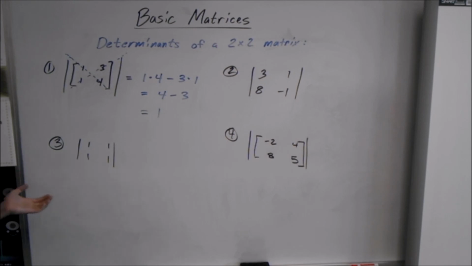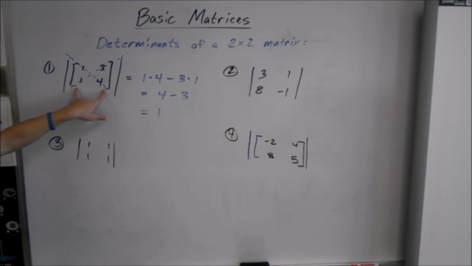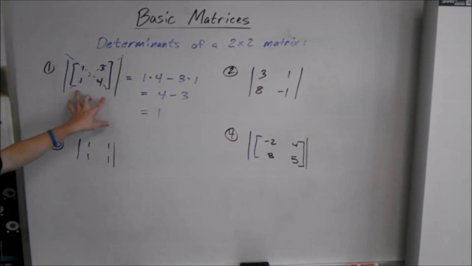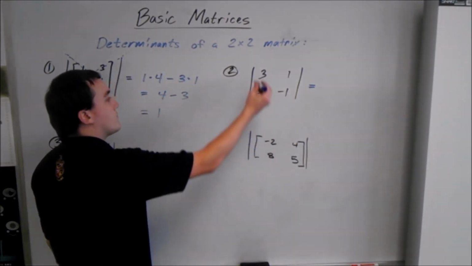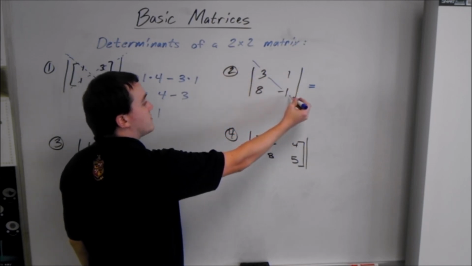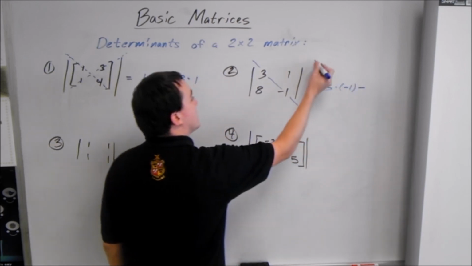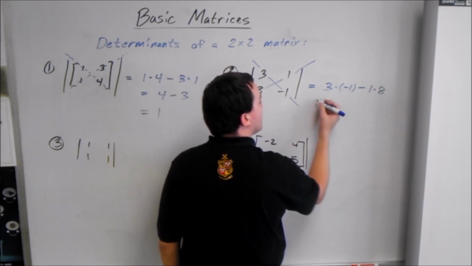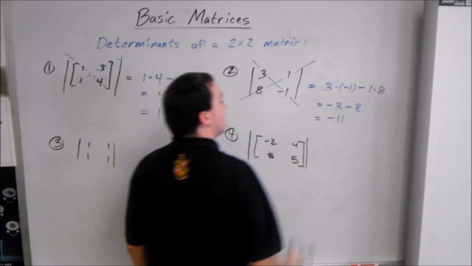Now, what denotes a determinant is the absolute value bars around it. You could either have your matrix in brackets with those around it, that means take the determinant, or you could just have the absolute value right around the matrix without the brackets. You don't need them to denote a determinant. So for this one, we'd have our first diagonal, 3 times -1, minus the second diagonal, 1 times 8, which would be -3 minus 8, which is negative 11.